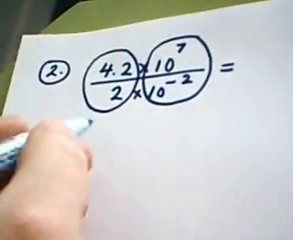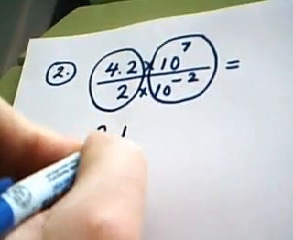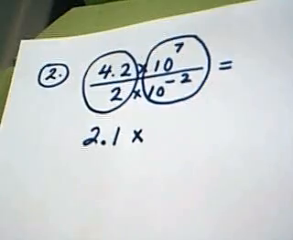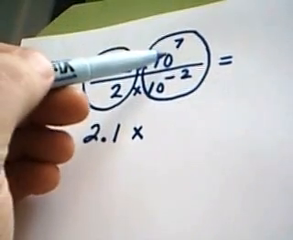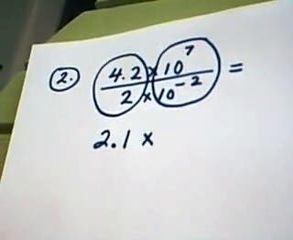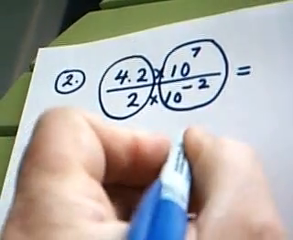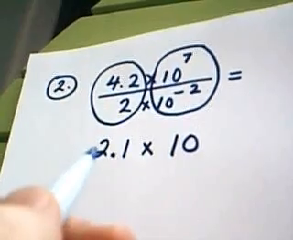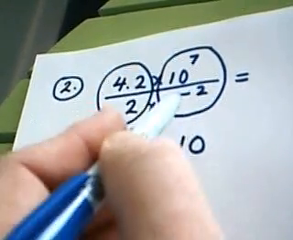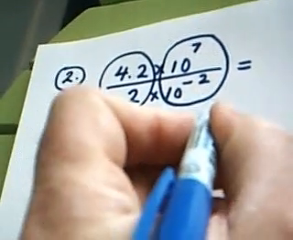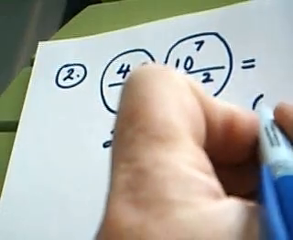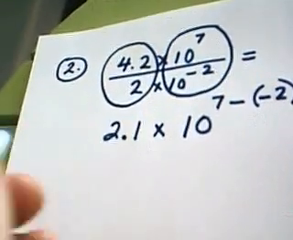4.2 divided by 2 pretty easily is 2.1. This is still a multiplication between these two quantities. And if you have a base to a power divided by a base to a power, one of the laws of exponents you can use is to leave the base alone, and you will subtract the powers. Division says take the top exponent minus the bottom. The top exponent is 7 minus the bottom exponent, which is negative 2.